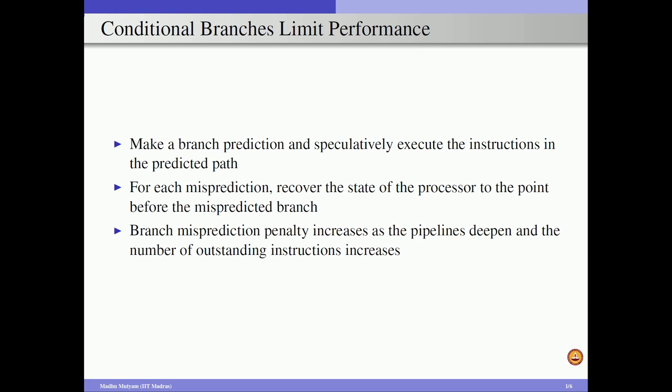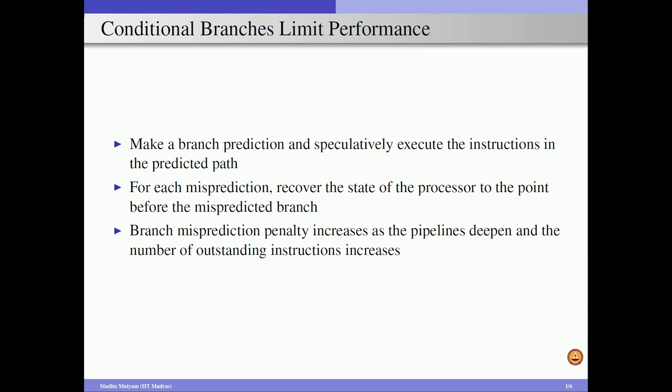So, we have to come up with efficient branch prediction mechanisms, as well as mechanisms to get the target address. And if our branch prediction mechanism has high accuracy, we can minimize the stalls associated with the control hazards, so that we can improve overall performance.